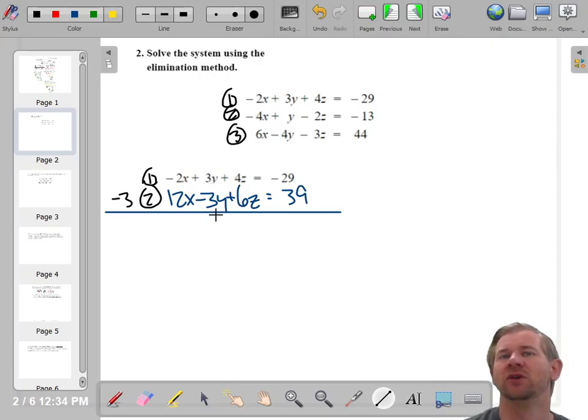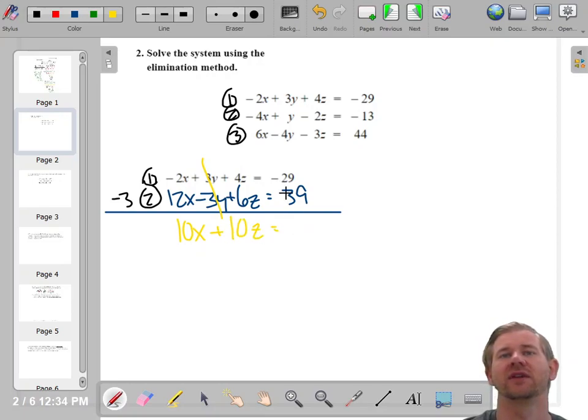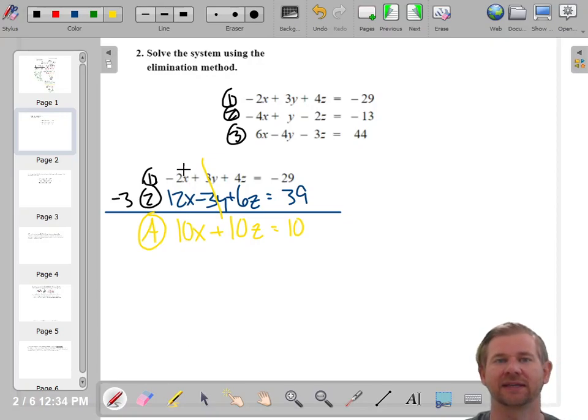Again, the reason I'm doing that, the reason I want that to be 3, didn't work, is so those cancel out, specifically negative 3. So that's why I multiplied by negative 3. Those go away. 12 minus 2 is 10x. Y's go away. 6 plus 4 is 10z. And 39 minus 29 is 10. This will be my A equation. I like that. 10, 10, 10.